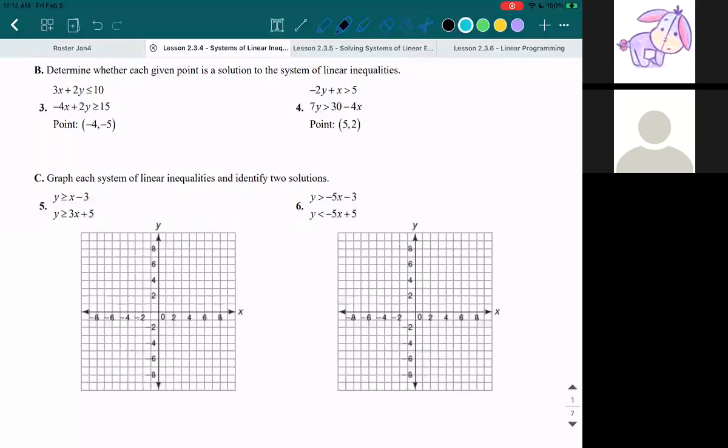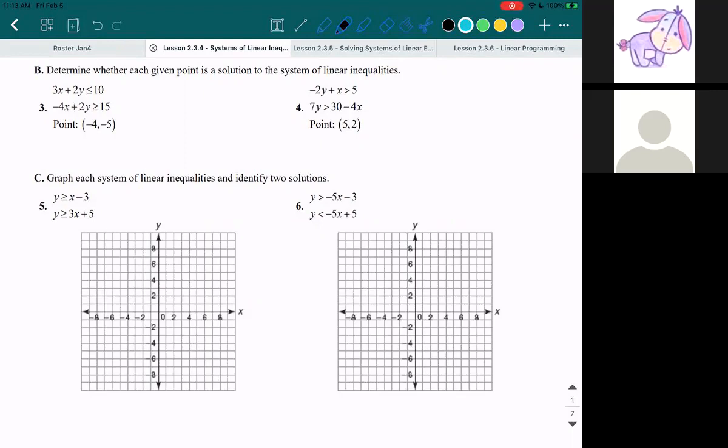All right, welcome to category B, where we are going to determine whether each given point is a solution to the system of linear inequalities. So let's take a look at number 3. We are given two inequalities and we are given a point. So what we have to do here is actually just plug in the point to make sure that it gives us the true statement for both, okay?